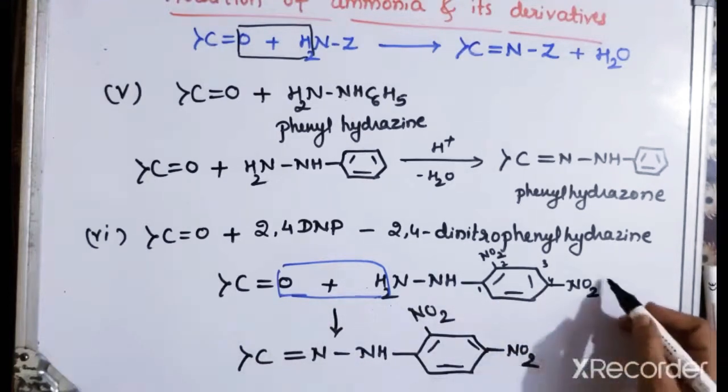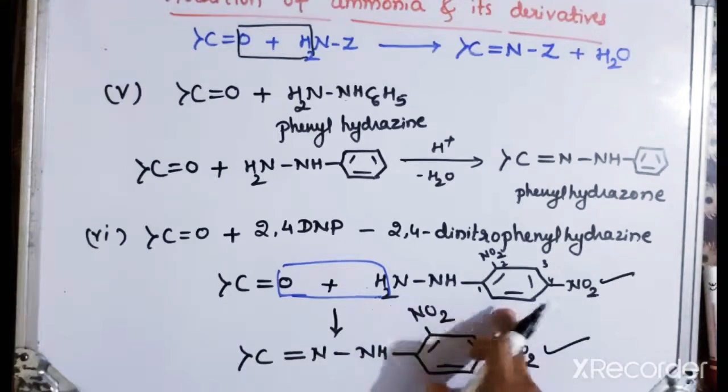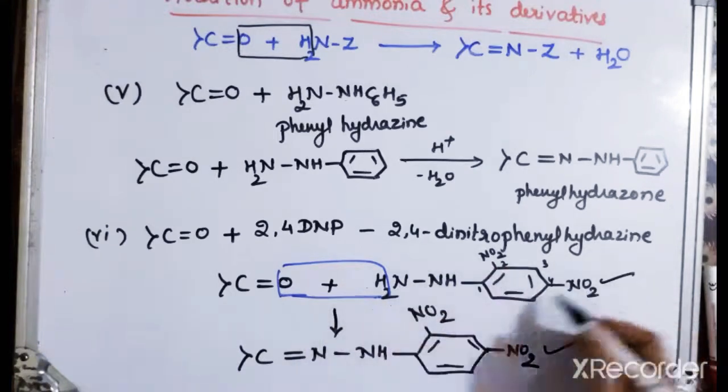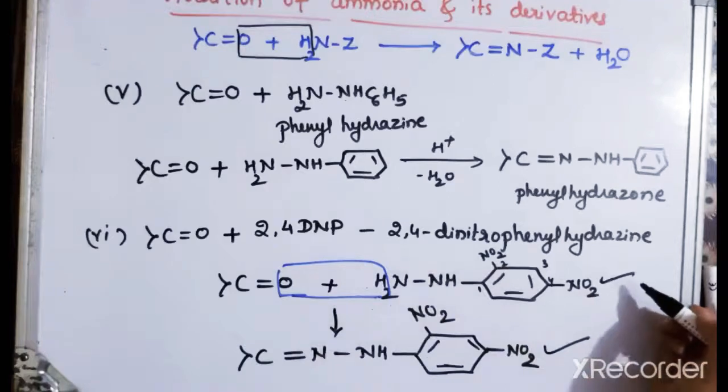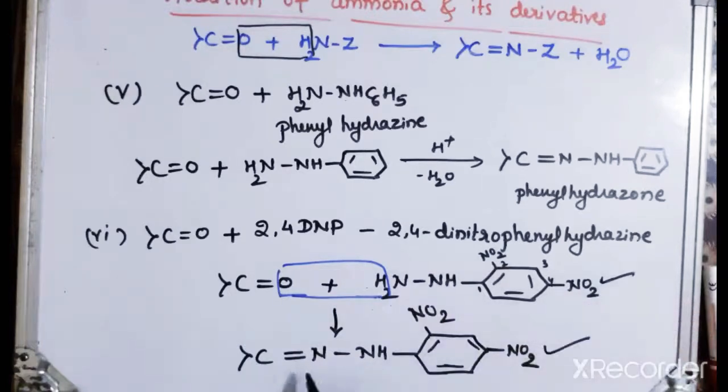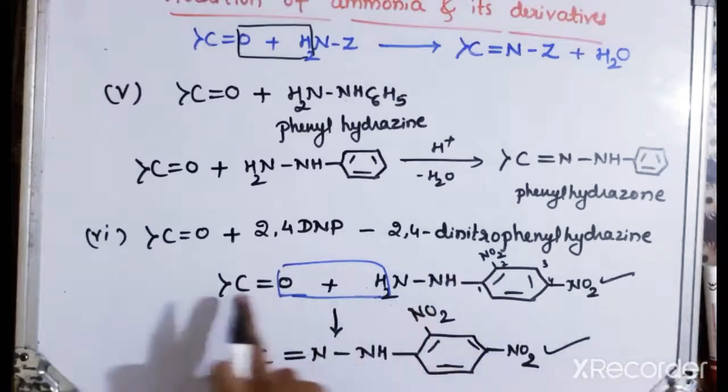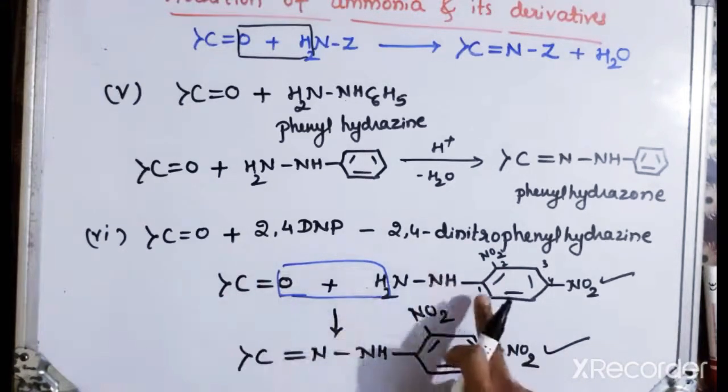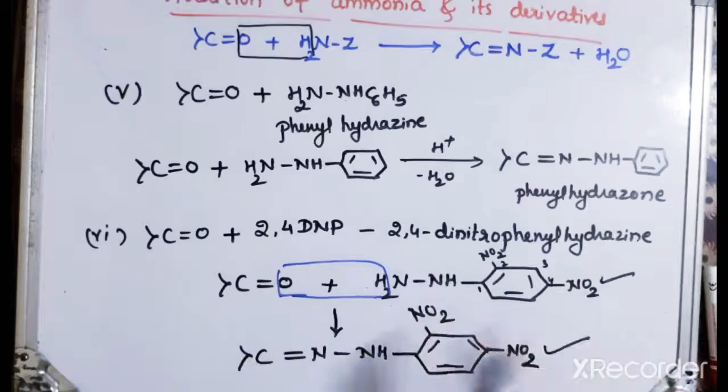Remember these structures: 2,4-DNP, the reagent molecule with its structural formula, and the product on reaction with aldehydes and ketones. So remember, aldehydes and ketones react with 2,4-dinitrophenylhydrazine to give 2,4-dinitrophenylhydrazone. You can write it like this.